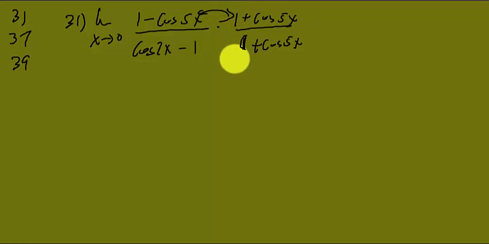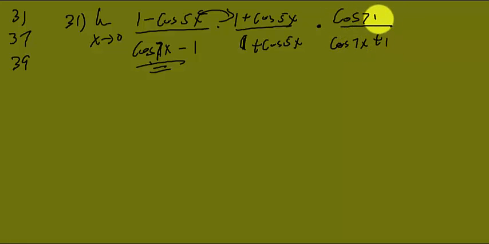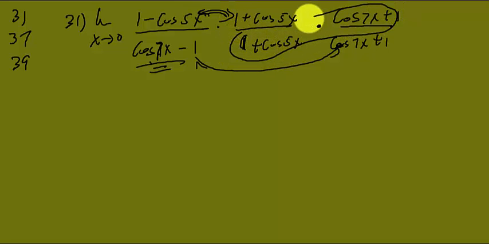These two will take care of each other. Now for the 7x, I don't have anything to do with that, so I'll multiply the bottom of that by the conjugate, which is cosine of 7x plus 1. So I've got to multiply the top by the same thing, cosine of 7x plus 1. This times that is a difference of two squares, and this times this is going to be a difference of two squares, and I'm going to have this left over in the end.